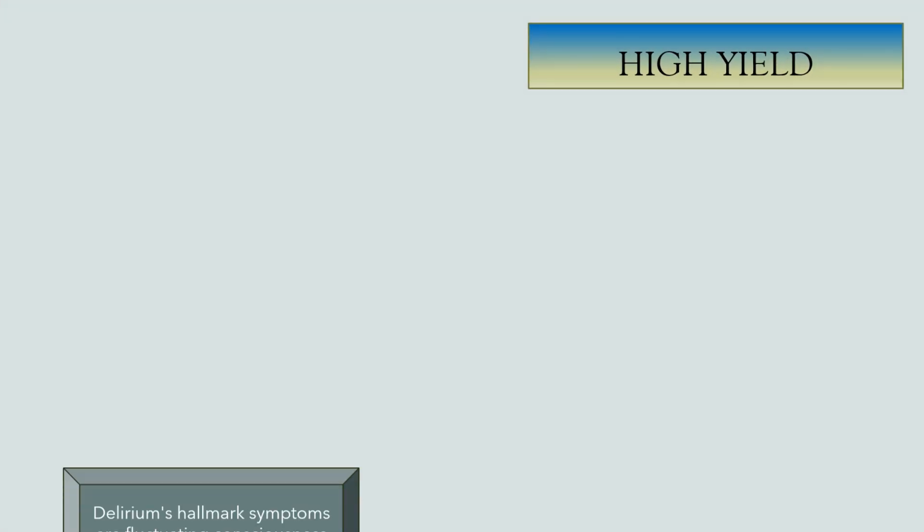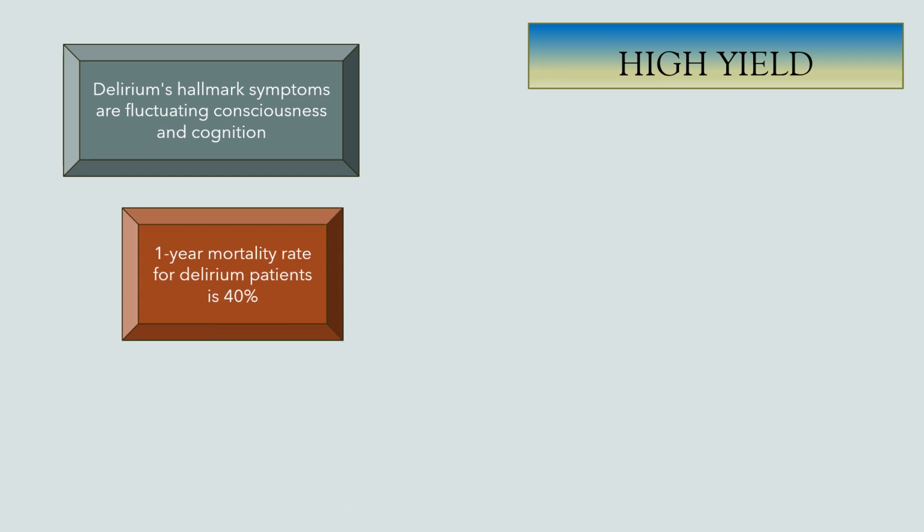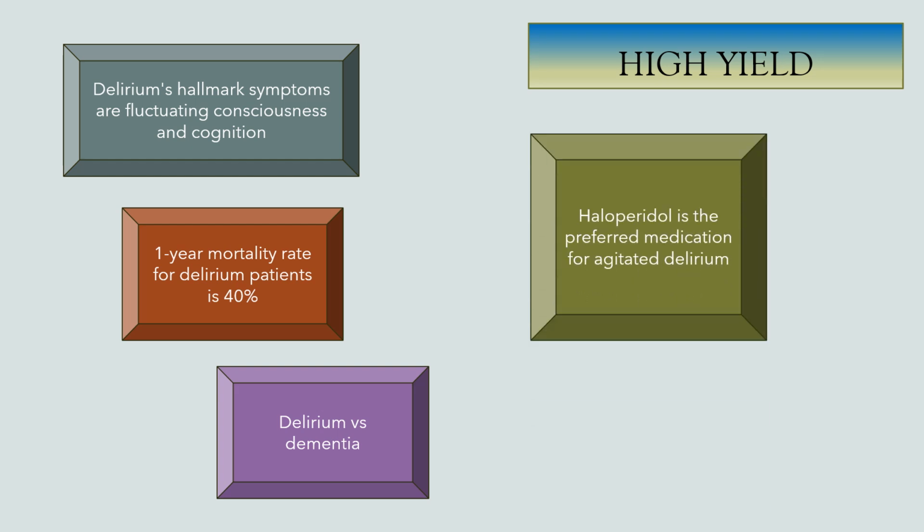Some high-yield tidbits. Delirium's hallmark symptoms are fluctuating consciousness and cognition. The 1-year mortality rate for delirium patients is 40%. Delirium versus dementia. Haloperidol is the preferred medication for agitated delirium.